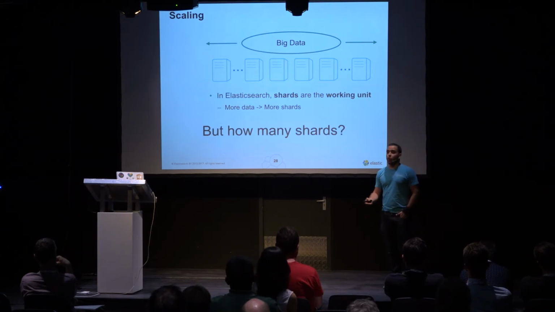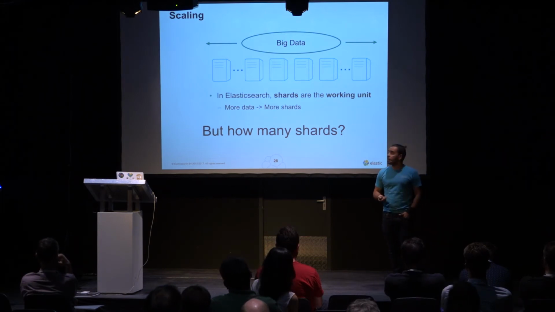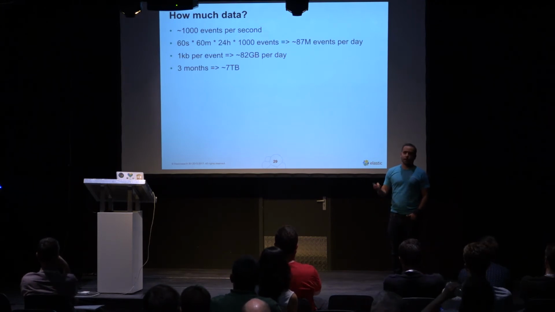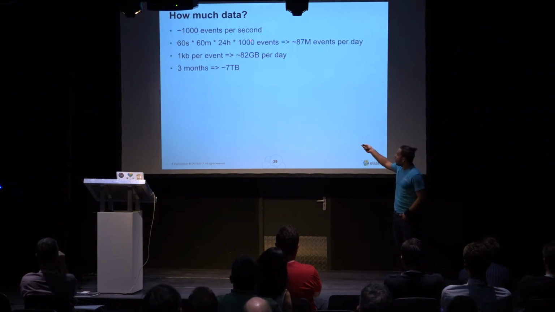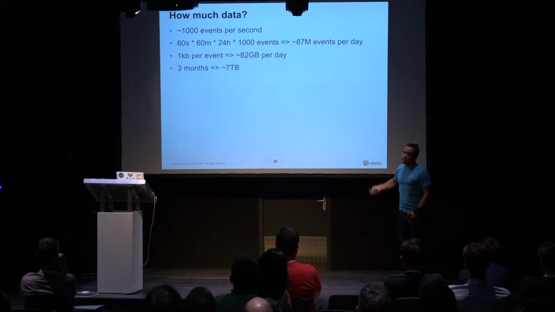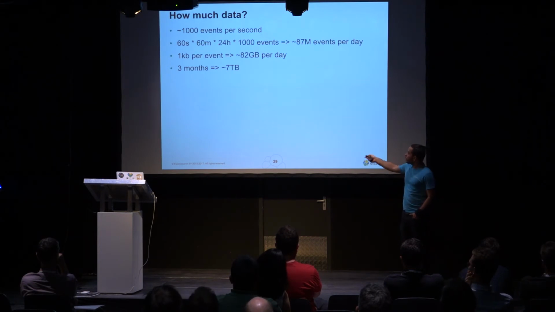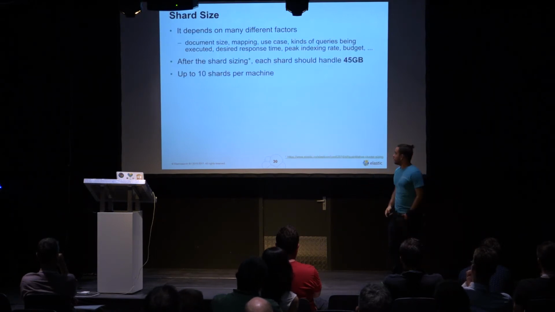That's a very common question that I get in trainings, and it's also a hard question to answer because it depends. First of all, how much data do you have? Let's think about 1,000 events per second, times 60 seconds, 60 minutes, 24 hours. That means 87 million events per day. Each event will be 1 kilobyte, so something around 82 gigabytes per day. That's the ingestion. That's not a lot of data. But I want to keep this data for 3 months, which means that at the end, we are going to have something around 7 terabytes of data.